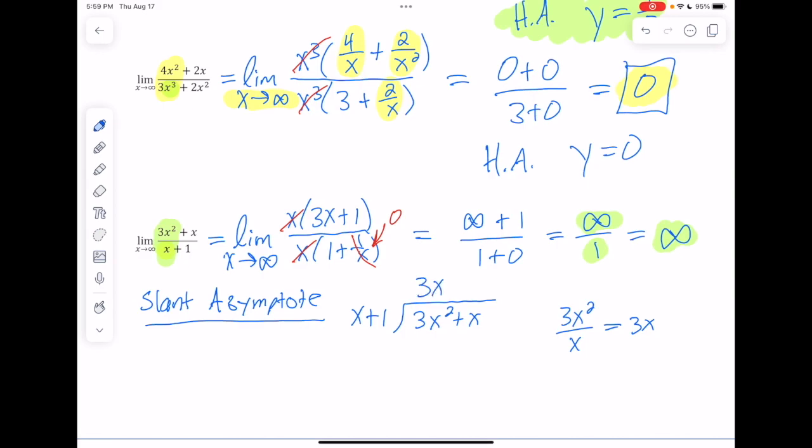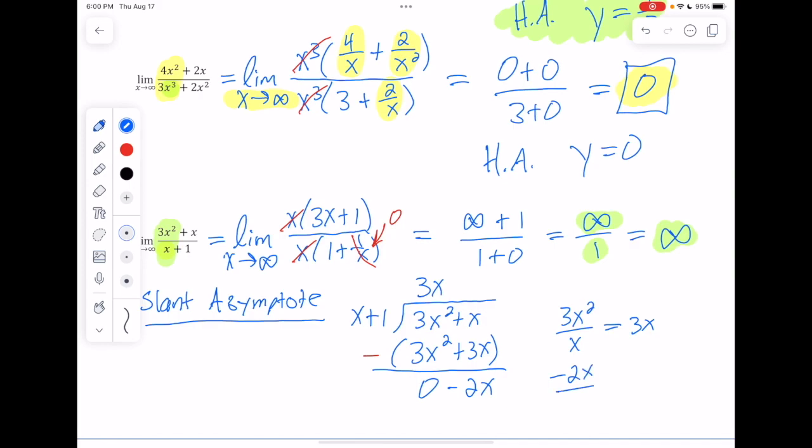And then we take that number up top and multiply it by what's out front. So 3x times x plus 1 gives us 3x squared plus 3x. And then we subtract that from what's above. If we do that subtraction, 3x squared minus 3x squared is 0, and x minus 3x is negative 2x. That's not the end of the process, though. We still need to do the division again. So we go off to the side, we take the negative 2x, and we divide it by the lead term out front, which is x. We get negative 2.